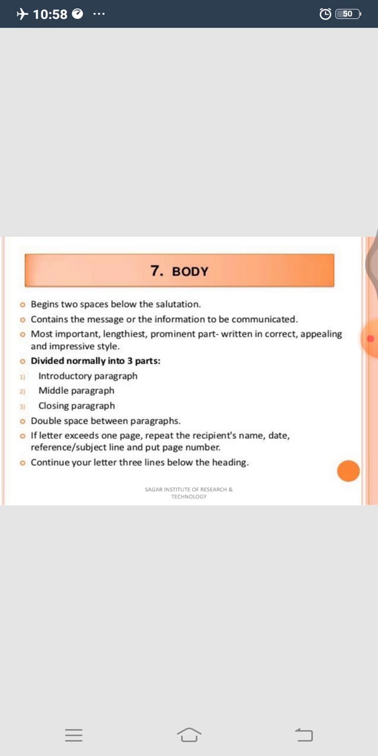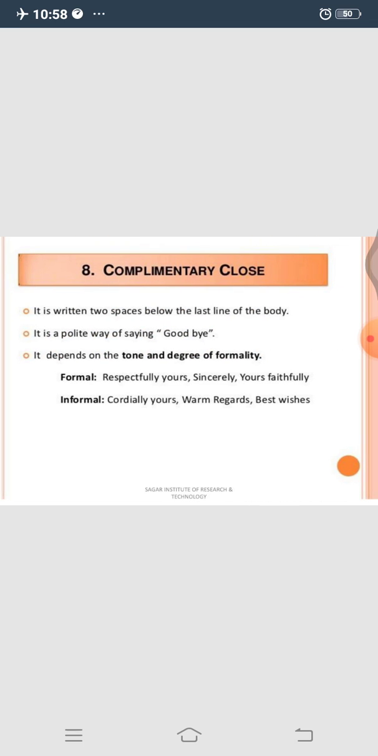Then double space between paragraphs: introductory, middle, and closing paragraphs, there should be double space. If the letter exceeds 1 page, repeat the recipient name, date, everything on the next page also. Then comes the complimentary close. Okay, it is written 2 spaces below the last line of the body.